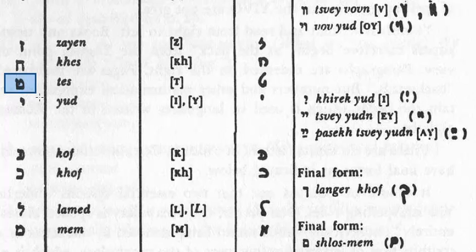The next letter is Yud. It looks like an English apostrophe, and it makes a sound E. When you have two of these, ein Yud, one Yud, zwei, two Yuden. Yuden is the plural of Yud. They make a sound A.